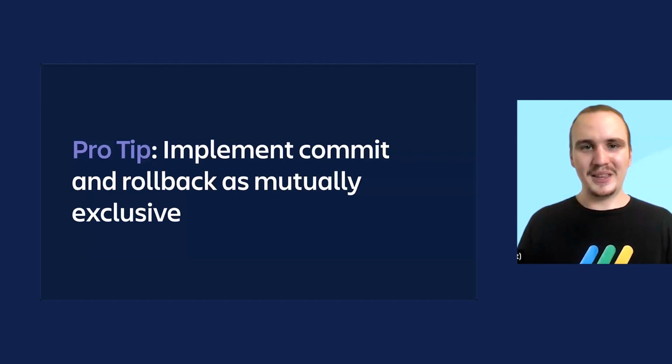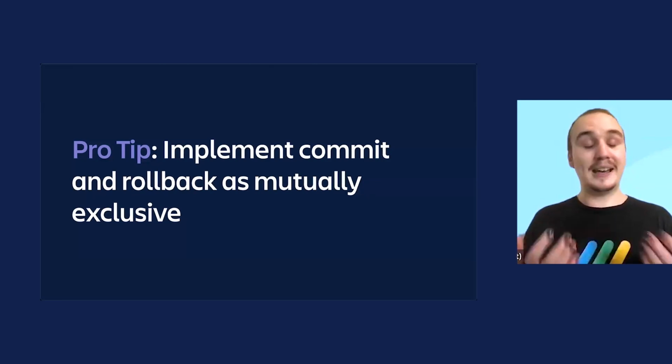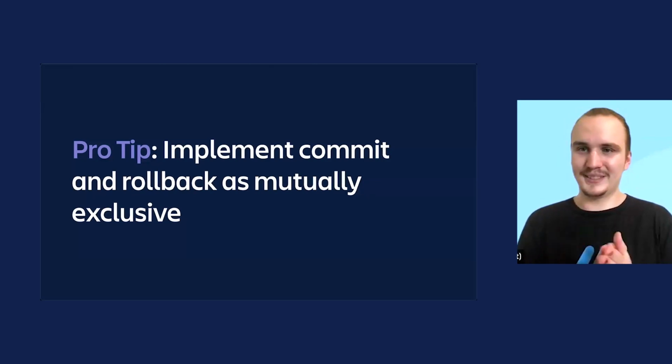So here's a pro tip. Implement the commit and the rollback hook as mutually exclusive. Because if we by accident get a commit and a rollback hook for the same tenant, we will probably delete the data both in the source region and in the target region.